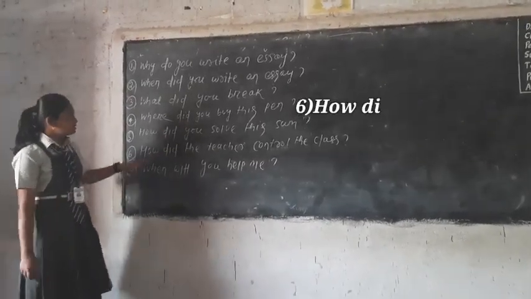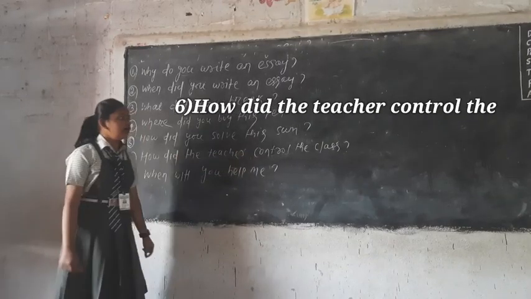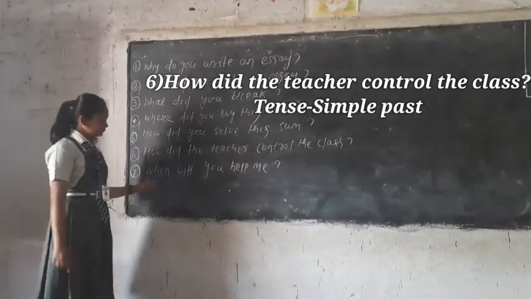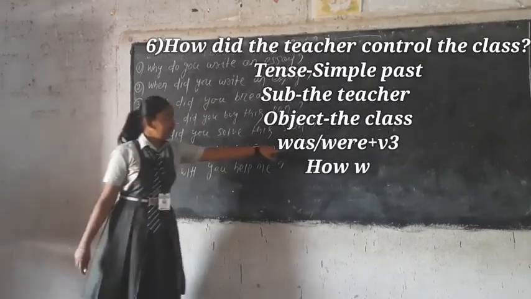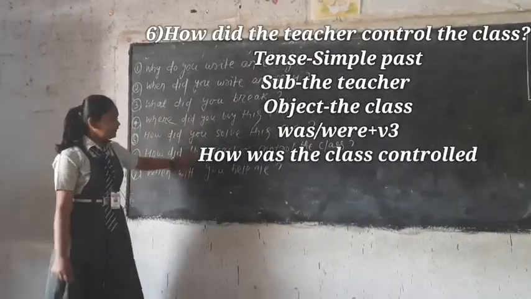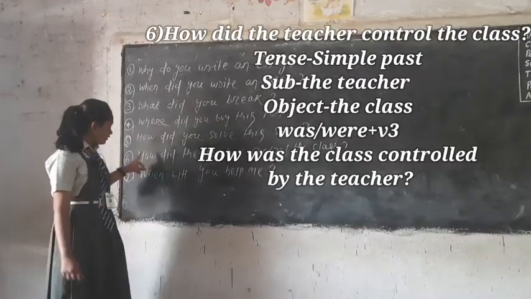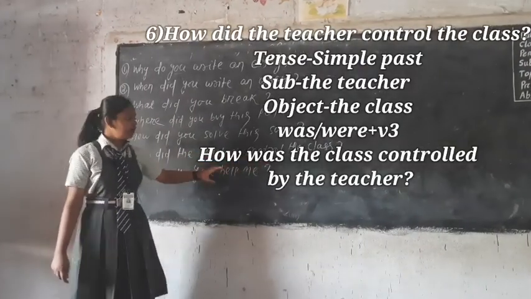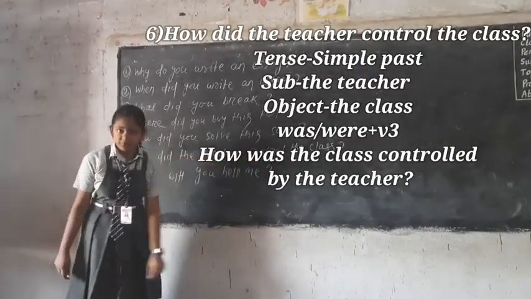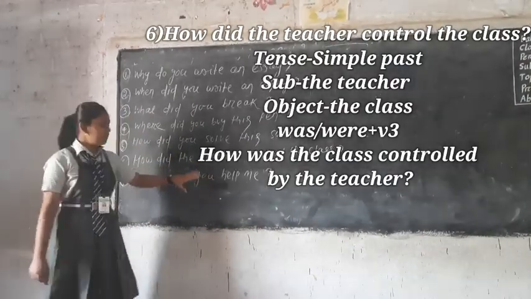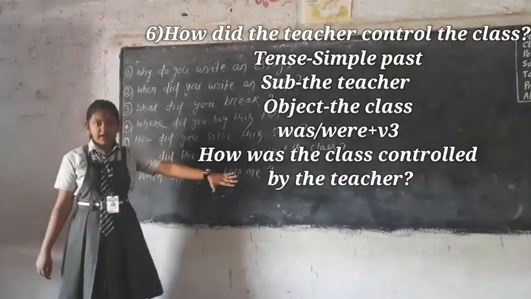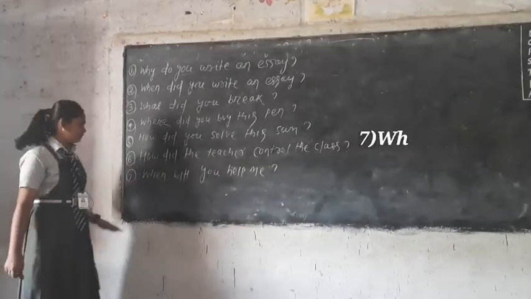Question number 6. How did the teacher control the class? This sentence is in the simple past tense. The class is the object and the teacher is the subject. How was the class controlled? Verb 3 form of control. How was the class controlled? By the teacher. The subject becomes by agent in passive voice, so by the teacher.